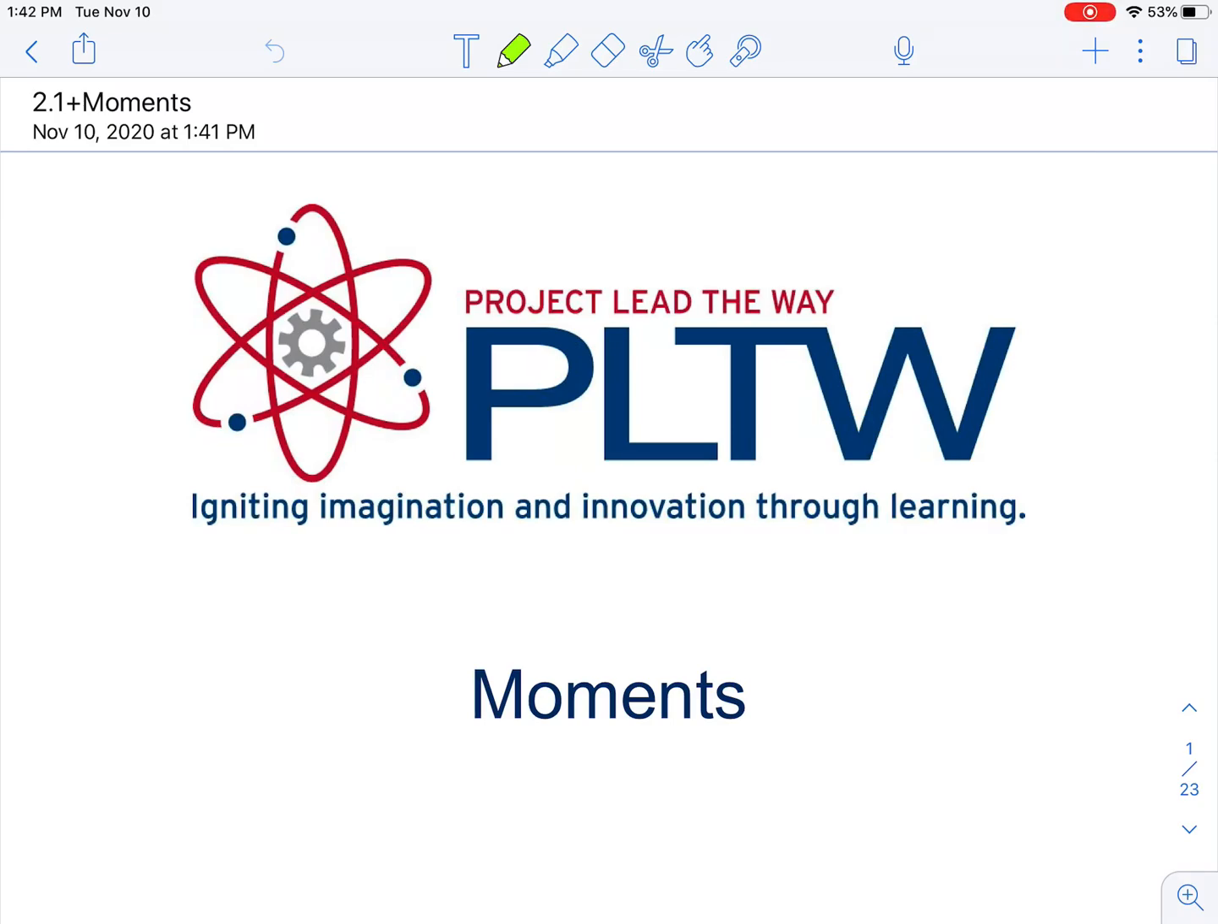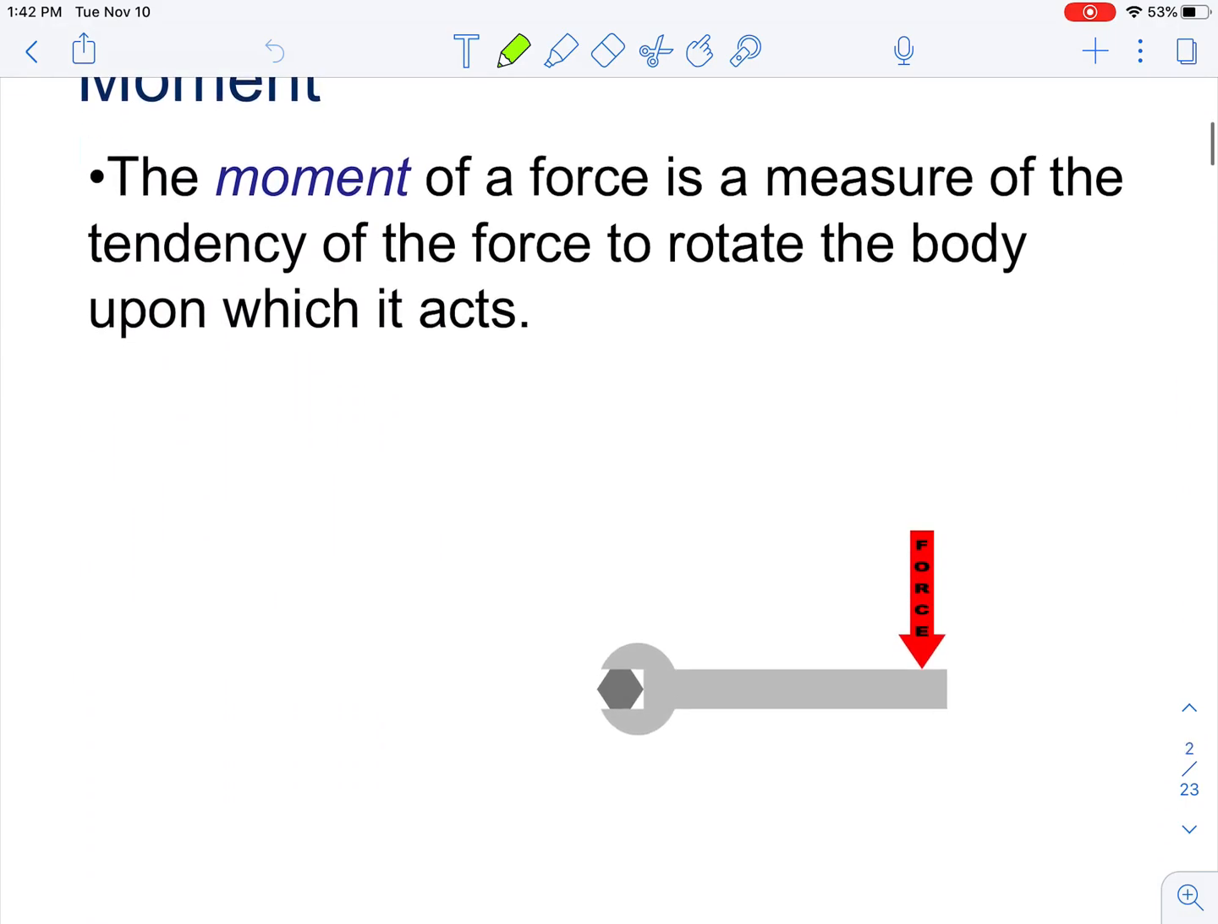Okay, we're going to look at moments, and we're going to go very briefly through it, but follow along and take some notes. So the key is first that a moment is caused by a force. A moment is caused by a force that makes a body rotate or spin around.